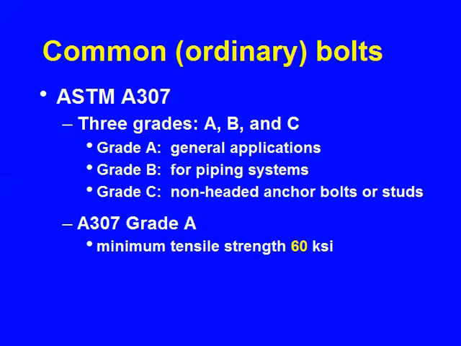There are 3 grades, cleverly called A, B, and C. We're only interested in A because the others tend to be general piping systems or anchor bolts or studs, and we now use other fastener material for anchor rods, as they're now called. So looking at grade A, the minimum tensile strength is 60 KSI. Tensile strength is the benchmark that we're going to hang our hat on throughout this section on strength.